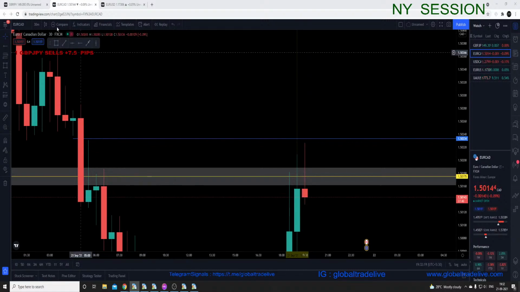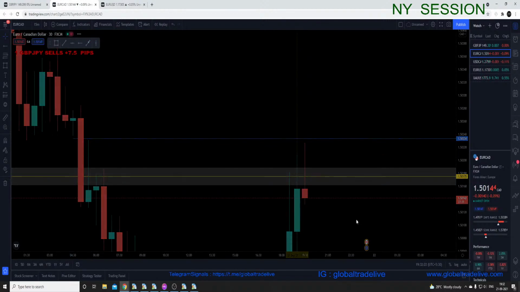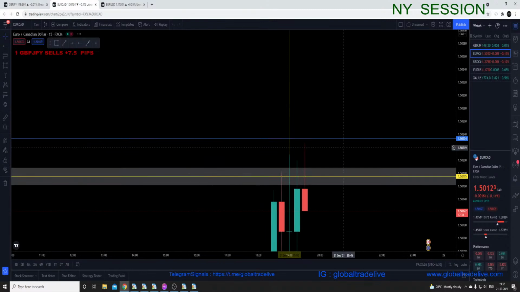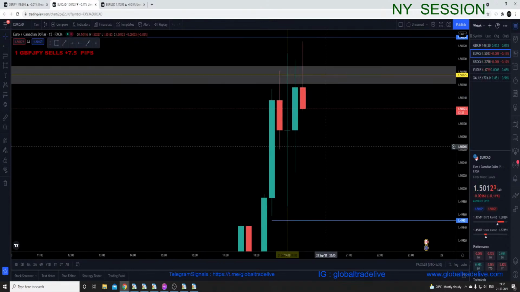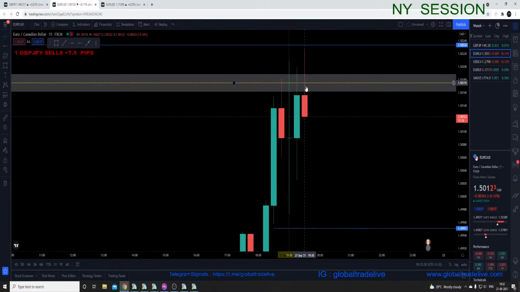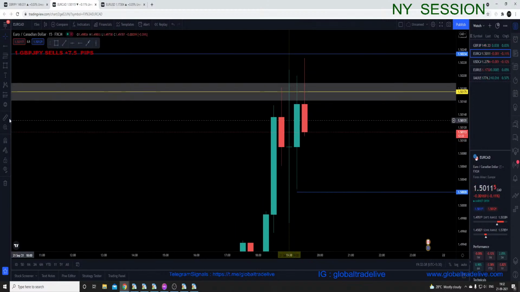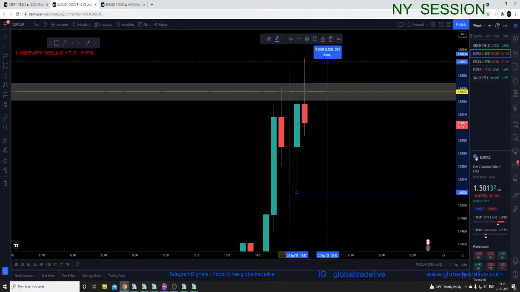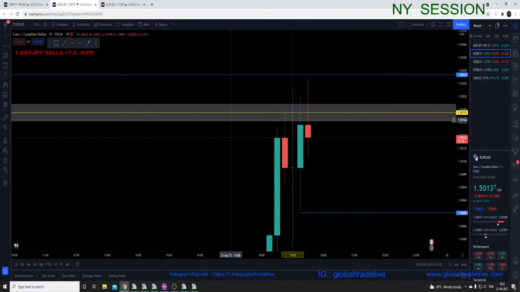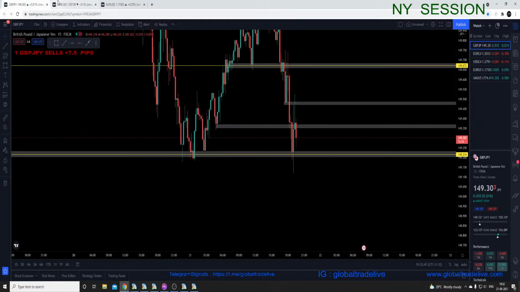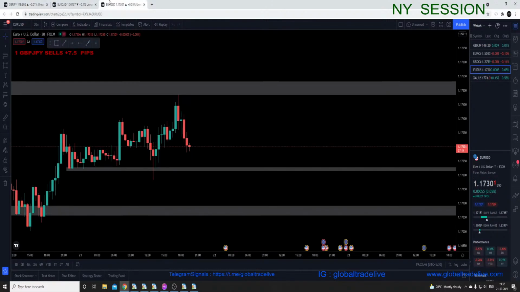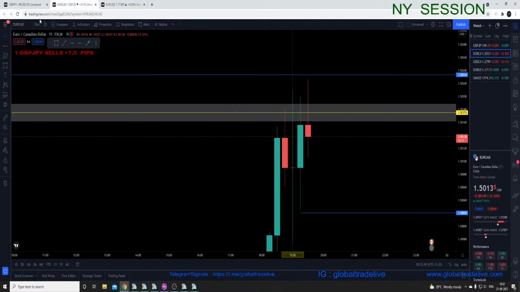So how can we catch that move? Let's have a look at the 15 minutes. Okay, perfect. So this 15-minute candle broke this high. So if this 15-minute candle breaks this low, stops will be really big. Oh, GJ is coming down. Nice.